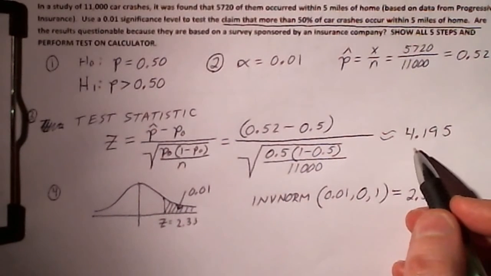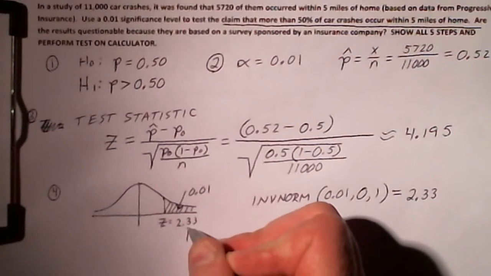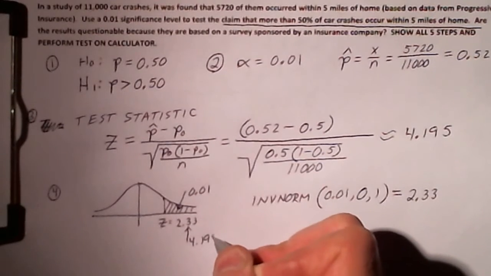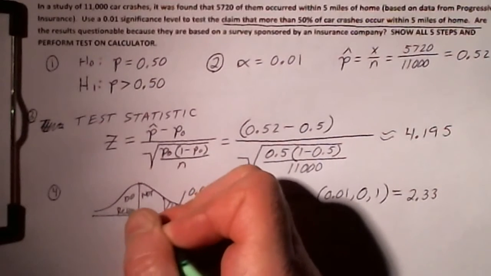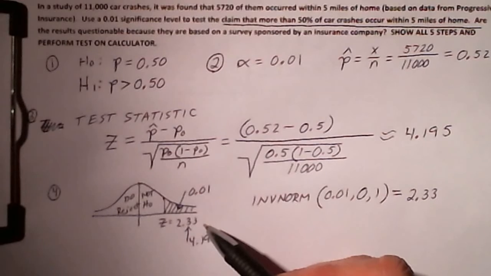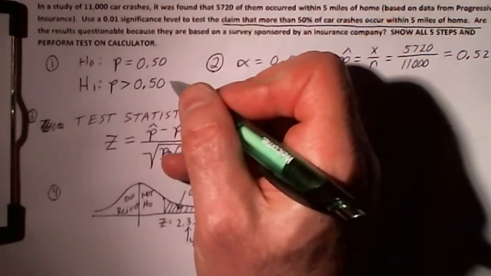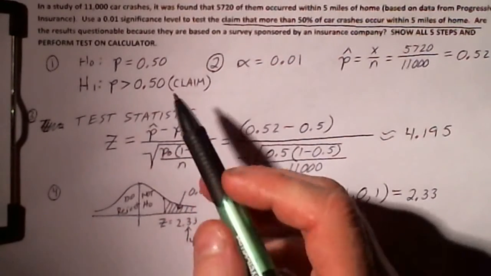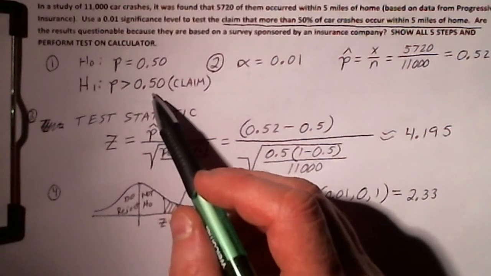Now we look at our test statistic value back in step number 3, which is 4.195, and you can see that 4.195 is greater than 2.33, so it falls safely in the rejection region. And so therefore, ladies and gentlemen, sample evidence is overwhelmingly strong enough to suggest that we're going to reject the null hypothesis and we're going to support the claim in saying that the proportion of all accidents that occur within 5 miles of home is indeed greater than the majority, or greater than 50%.